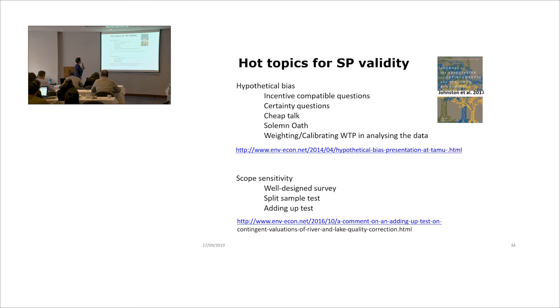There are, of course, still hot topics. So the debate about the validity of the contingent valuation is still open. So a set of economists had the impression that new guidelines were needed. So the 1993 guidelines from the Blue Ribbon Panel are still valid. But in 2017, they published these new guidelines.